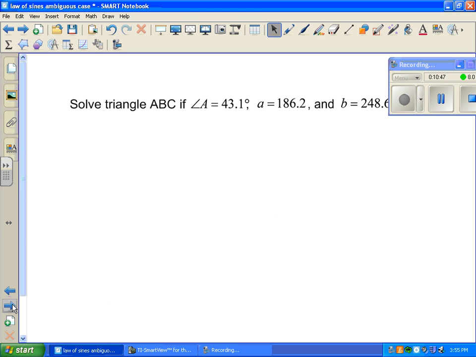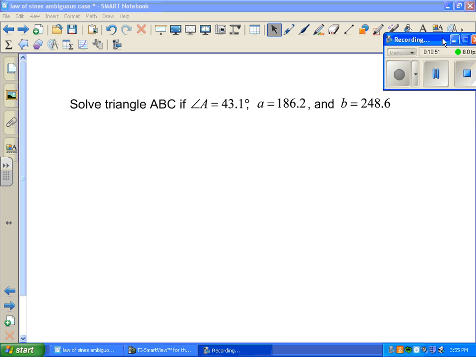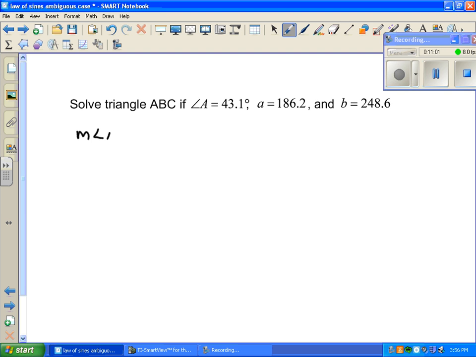Okay. Now let's finish this off by applying this in solving an oblique triangle problem. And we'll go through and find all three angles and three sides using the given information. So first of all, the measure of angle A is 43.1. We don't know the measure of angle B, and we don't know the measure of angle C. We do know that side A is 186.2, and that side B is 248.6.